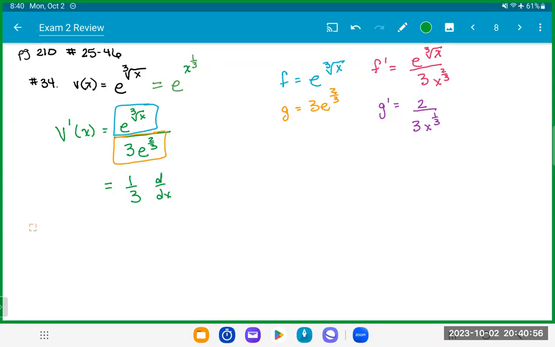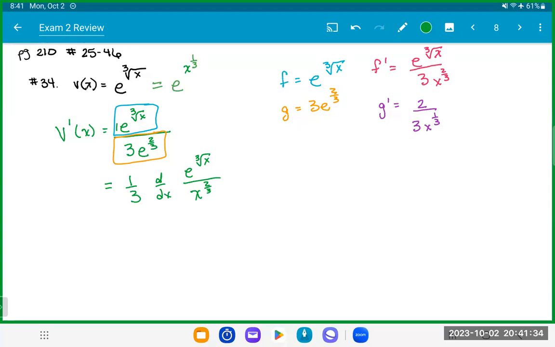So if this is a 1, this is the 1/3 that we can bring out, right? And then the derivative of e to the cubed root of x is e to the cubed root of x over 3 times x to the 2/3. Okay, and not e, this one is x for that first piece. And so when we look at this, how do we simplify that?